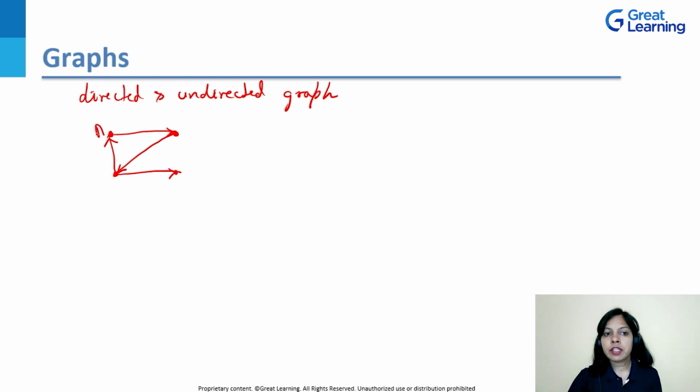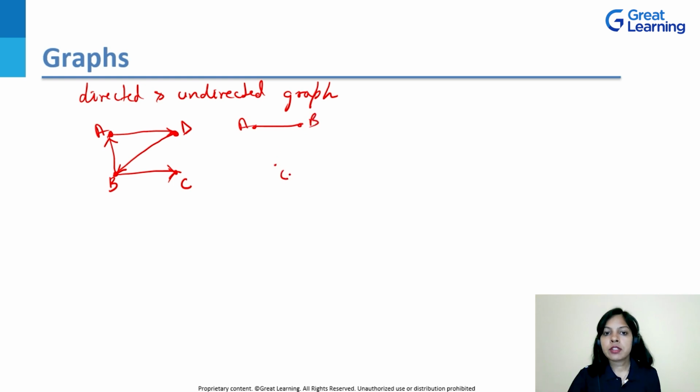Meaning if there are these four vertices, B has a directed edge from B to A. Meaning there is a relationship from B to A, but the relationship between these two vertices does not exist when talking about A to B. It is only for B to A. So this is your directed graph, where there will be some kind of direction mentioned on the edges using an arrow mark.